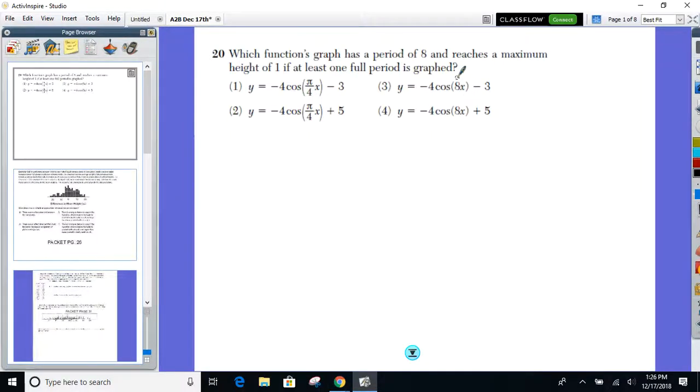I got an 8 in it. Let me choose you. No, what's that 8? That's not the period. That's the what of the graph? Frequency. That gets you to the period.